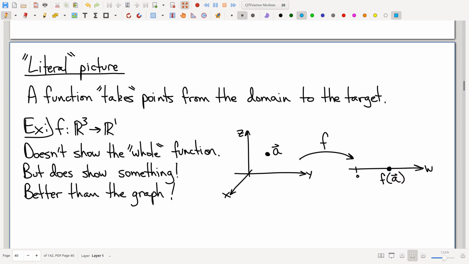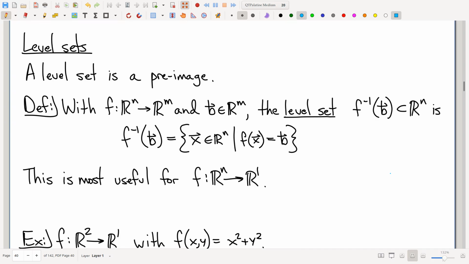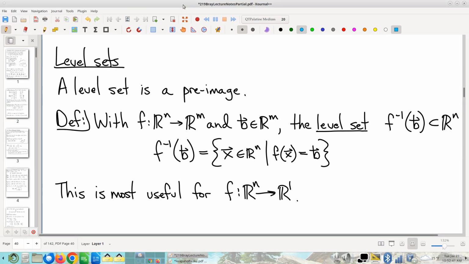Okay. All righty. Okay, let's talk about level sets. By the way, how am I doing on time here? Let me find the... Hang on a second. Oh, yeah, okay. We've got a lot of time. That's great.